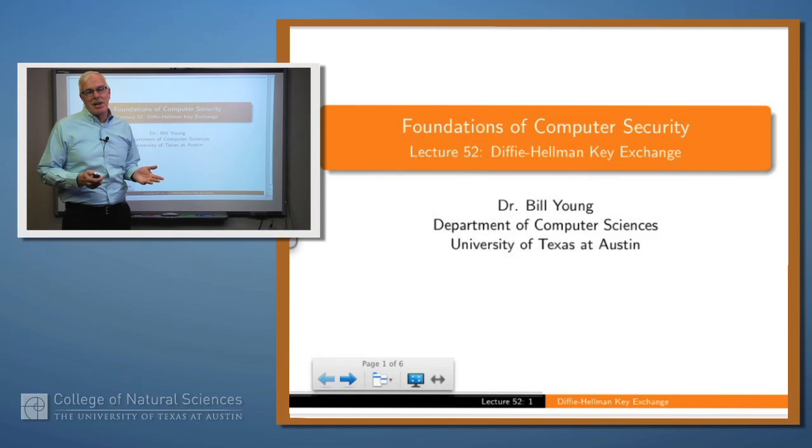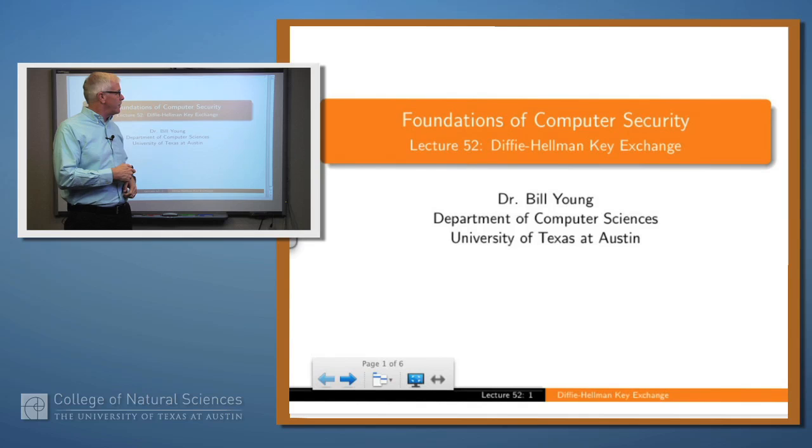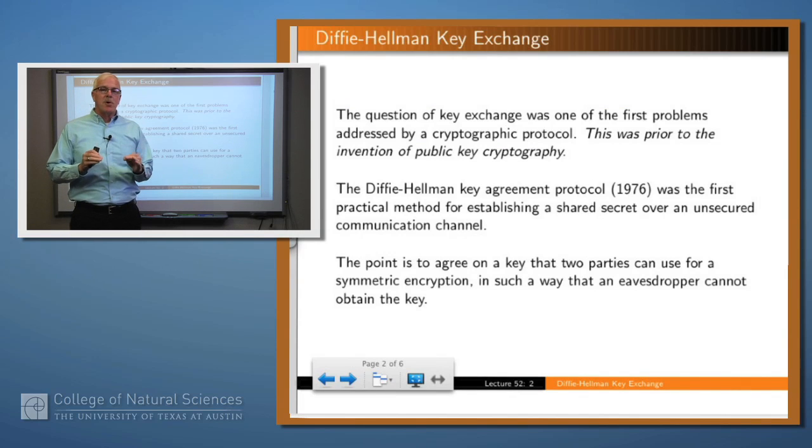Hello again. In the last lecture we talked about key exchange and what the problem was and how you might solve the key exchange problem if you have a public key infrastructure in place. But suppose that you don't. Well, this was one of the first problems that was addressed by a cryptographic protocol. And a solution was invented in 1976 by Diffie-Hellman, and it's called the Diffie-Hellman Key Exchange protocol.